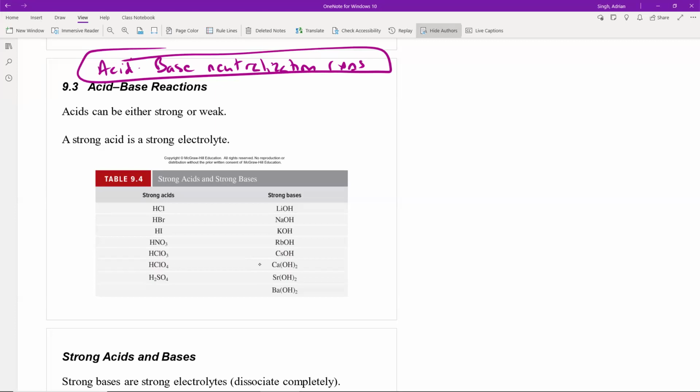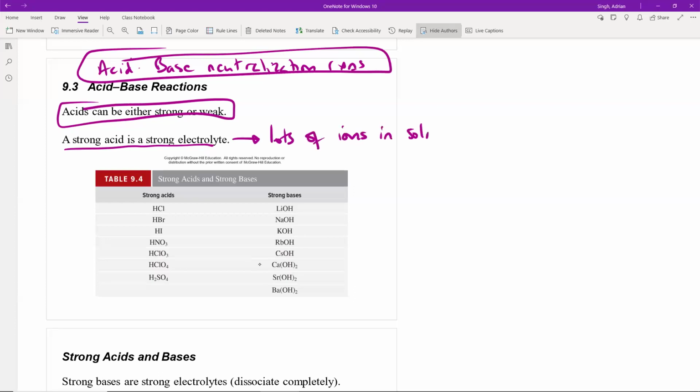We've talked a little bit about acids and a little bit about bases before. We've seen that acids can be either strong or they can be weak. A strong acid is one that dissociates completely. We get lots of ions in solution. As a result, it's a strong electrolyte. And there are several of these that we've seen already: hydrochloric acid, hydrobromic, hydroiodic, nitric, chloric, and some others that we've seen before.